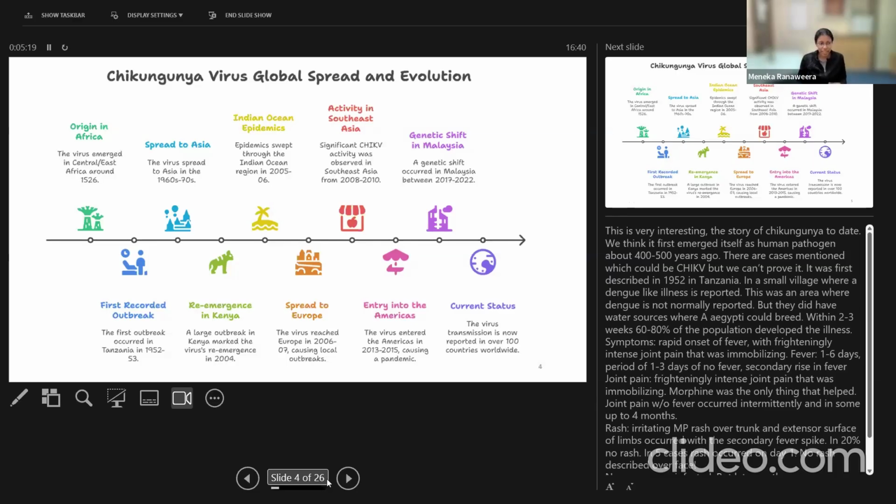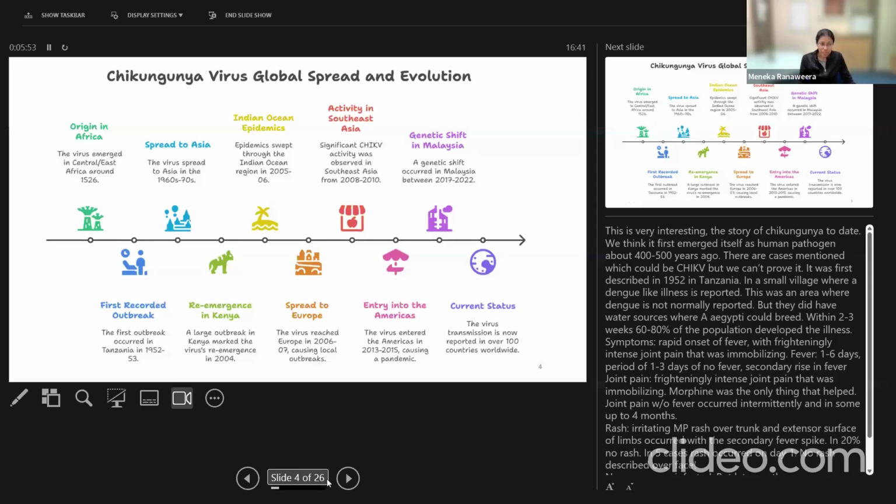In a very small village where dengue was rarely reported, they identified a condition which was very similar to dengue. What was more interesting was that within a few weeks, 60 to 80% of the population developed this illness. At that time, the symptoms were characterized by a rapid onset of fever, with frighteningly intense joint pain that was immobilizing.